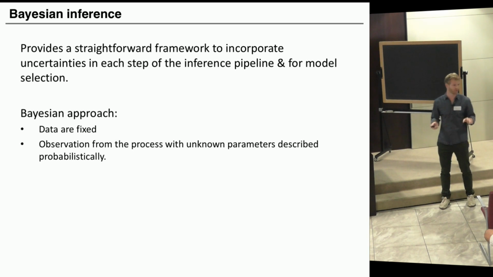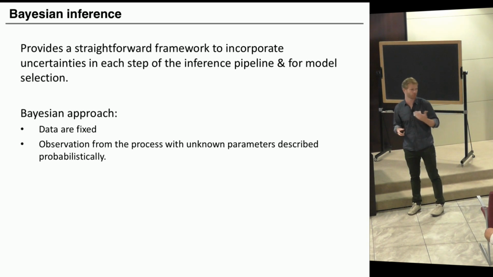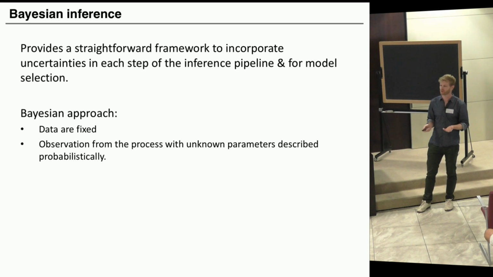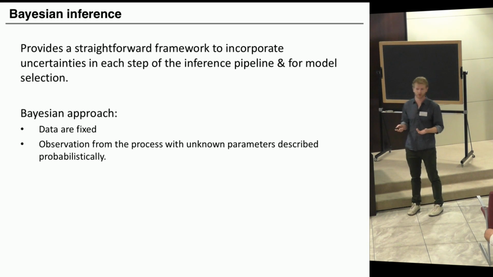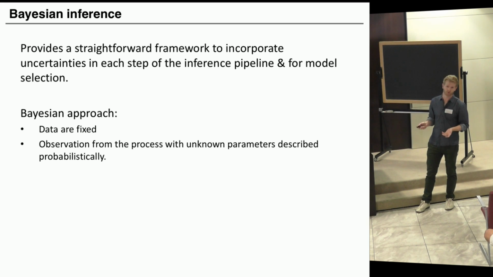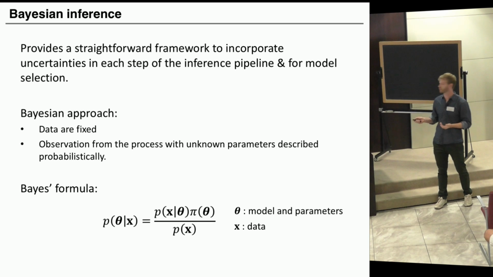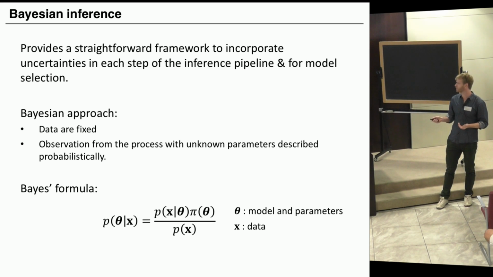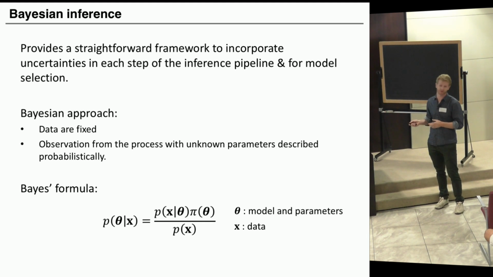So just to recap the basics, in the Bayesian framework, as opposed to when we do frequentist statistics, we think of the data as fixed and our model and parameters as being random variables, and we can then build probability distributions of our models. And so a central formula, of course, is Bayes' formula that tells us how to go from the probability of the data given the model to a probability of the model given the data.